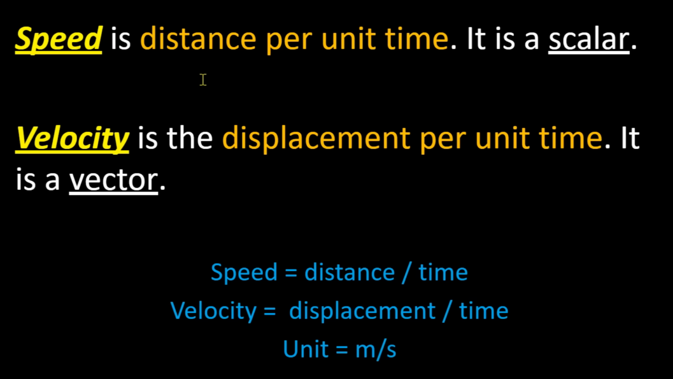Speed is distance per unit time. Speed is a scalar. Velocity is displacement per unit time. Velocity is a vector. The formula for each one: speed is distance divided by time, velocity is displacement divided by time. The unit for each one is meters per second.